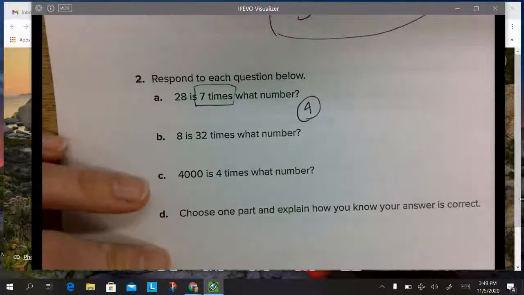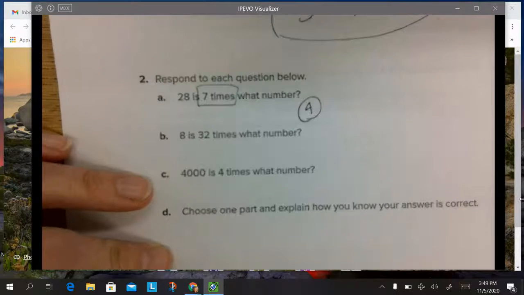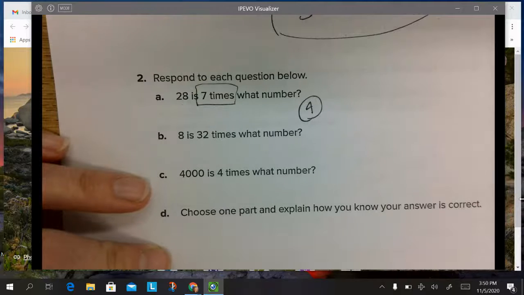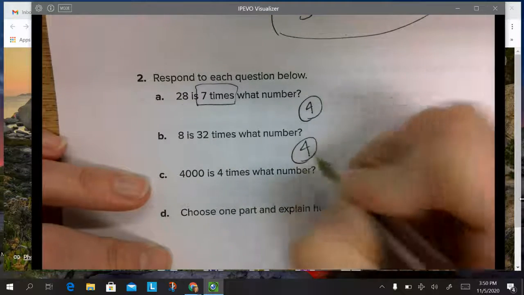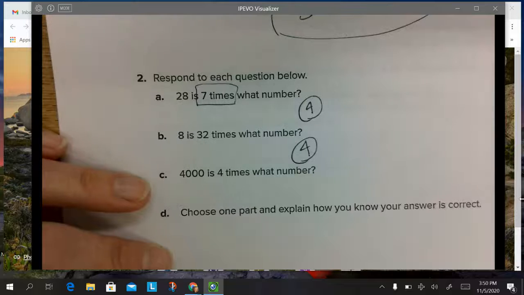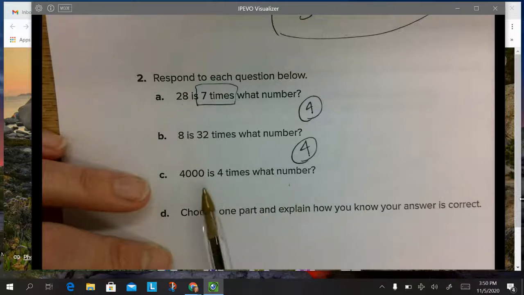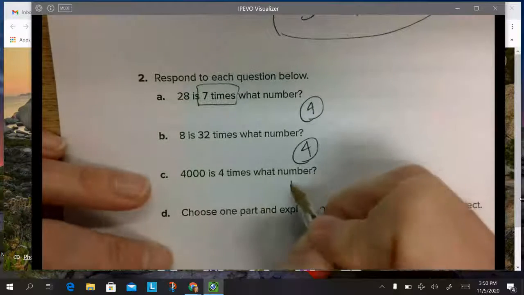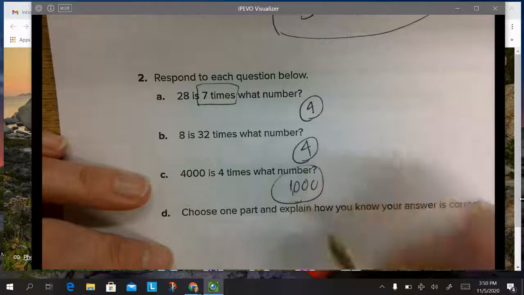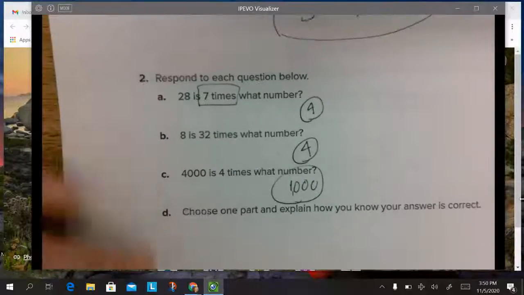Okay. What about 8 is 32 times what number? Well, 8 times 3 is 24. 8 times 4, oh, that works. That's 32. 8 times 4 is 32. Look at letter C. 4,000 is 4 times what number? 4 times 100 would be 400, but 4 times 1,000 would be 4,000. So that's your answer. 4 times 1,000.